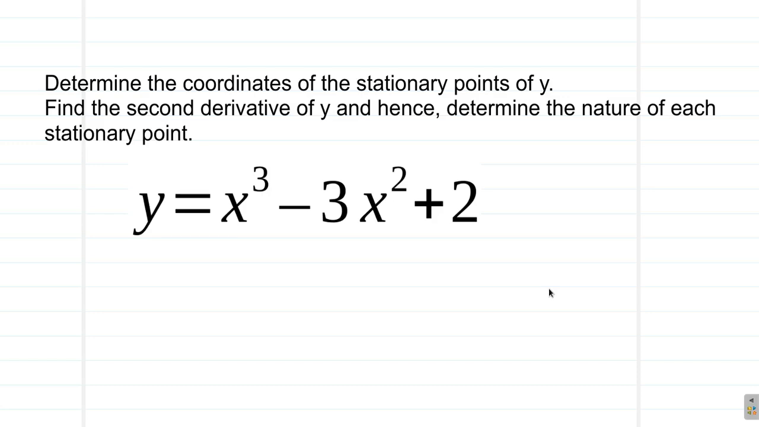Determine the coordinates of the stationary points of y. So it says y equals x cubed minus 3x squared plus 2. Then this question also says find the second derivative of y and hence determine the nature of each stationary point. Alright, you would have done this type of question before.